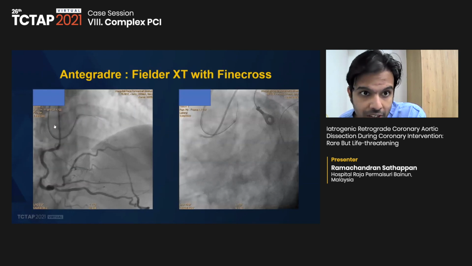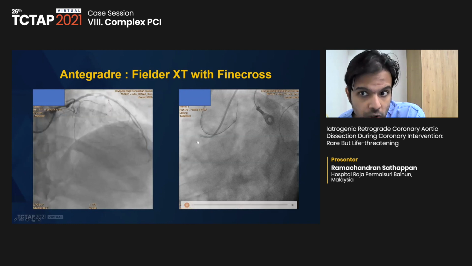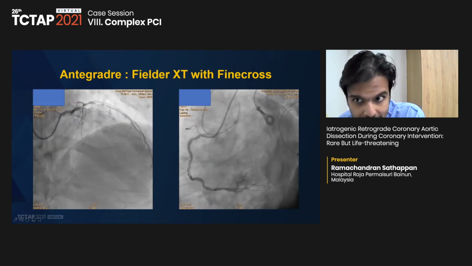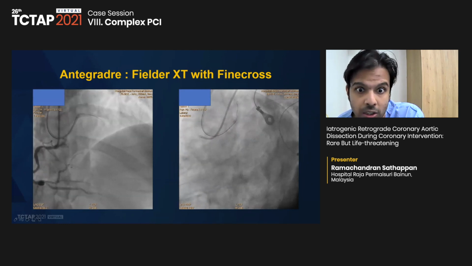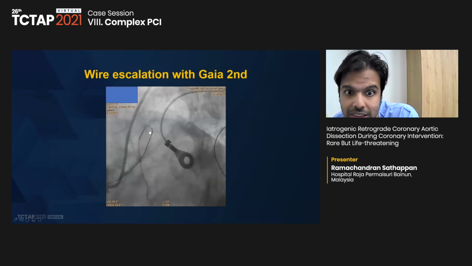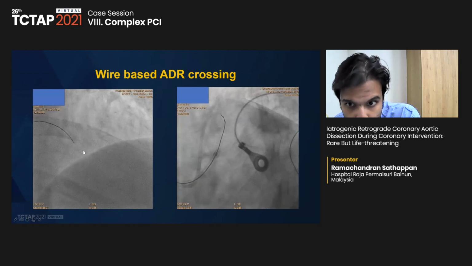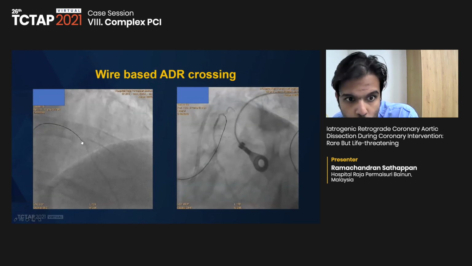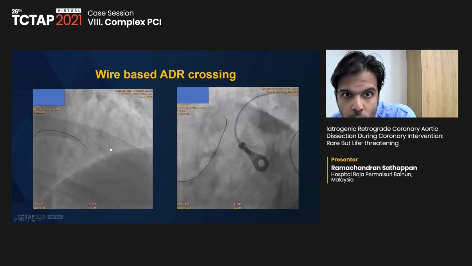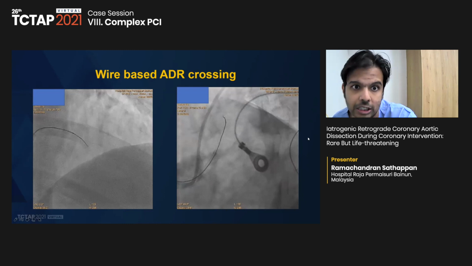So we started off with an antegrade approach using a Fielder XT and a Fine Cross. We tried a few attempts, but we were not able to cross. And then subsequently, without wasting time, we decided to escalate the wire to a Gaia 2. And as you can see here, the Gaia 2 kept going into the subintimal plane here. And then subsequently, we decided to use orthogonal views. And while the wire was still in the subintimal plane, we redirected the wire into the true lumen. Basically, it was a wire-based ADR crossing, and we successfully crossed the lesion.